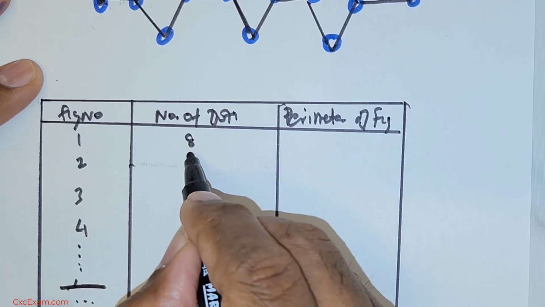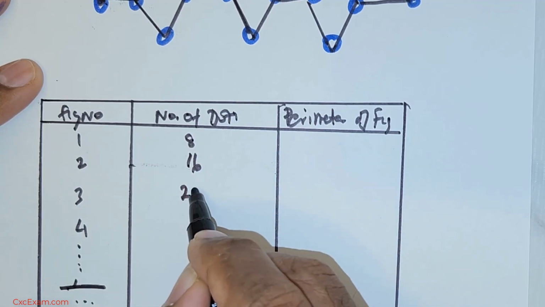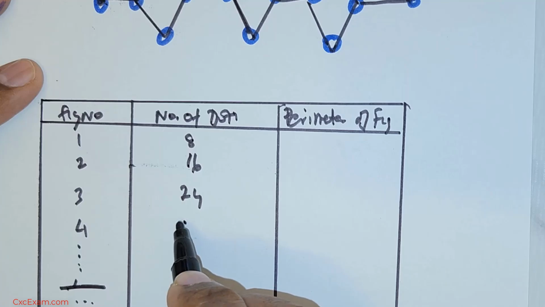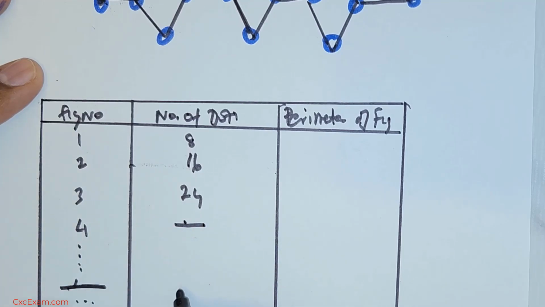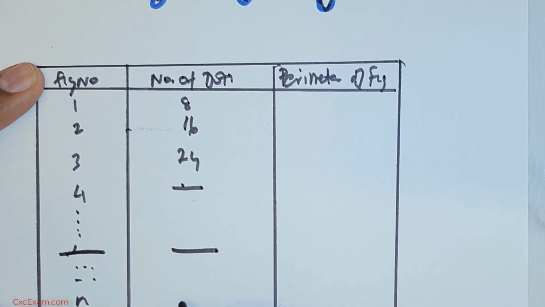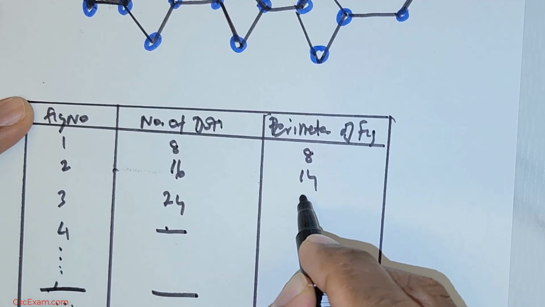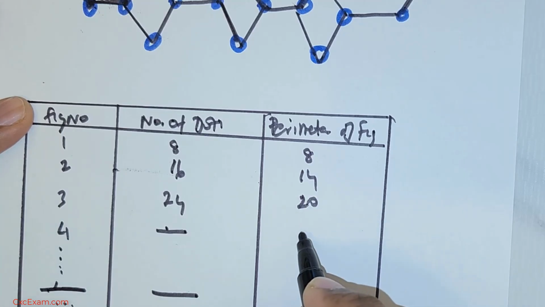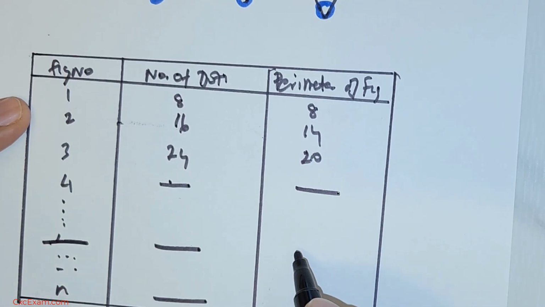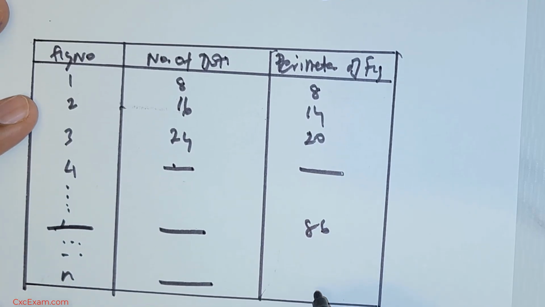Over here we are given 8, 16, 24. We are not given anything, we have to find this. We are not given anything here, we have to find this. We have to find this. We are given 8, 14, 20. We have to find this. We are given here 86. We have to find this.